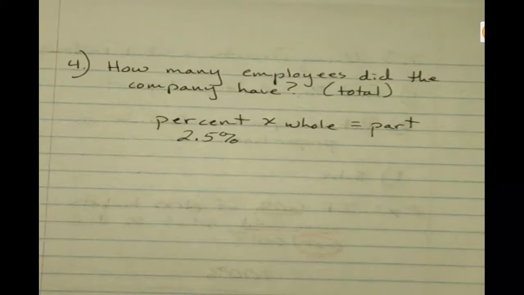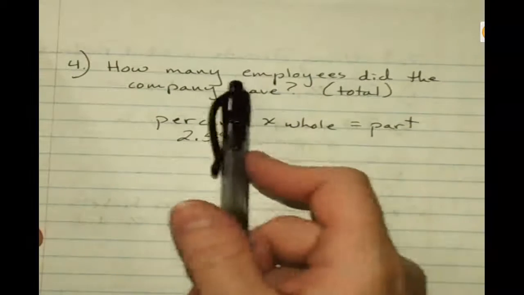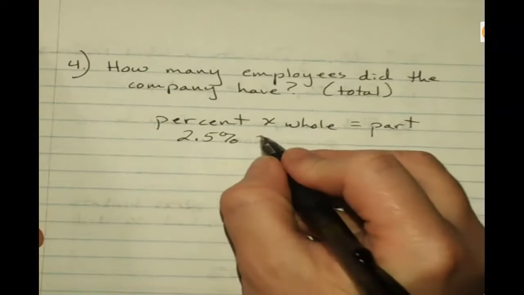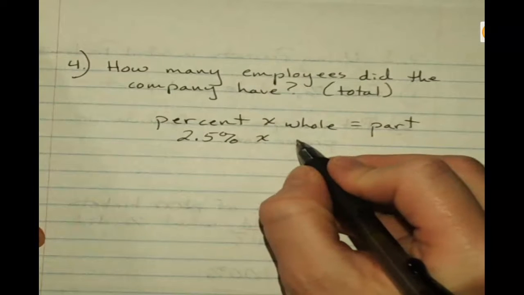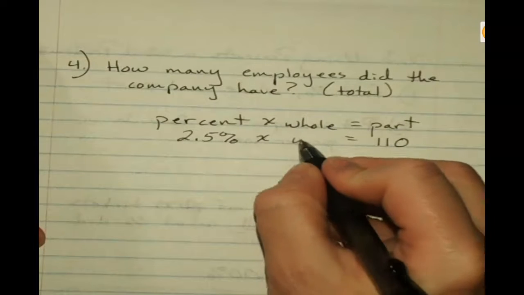110 is the part. Okay, because listen, 110 employees have advanced degrees. They are looking for total, how many employees does the company have? So that's the whole. What can we call that? The W. You want to call it W? Okay.